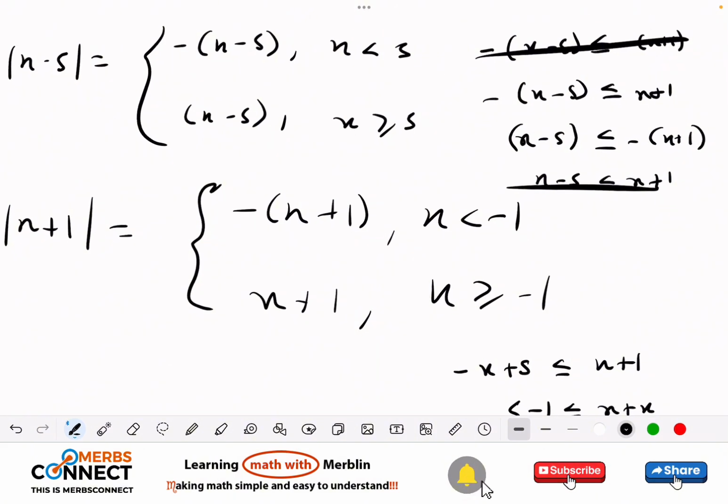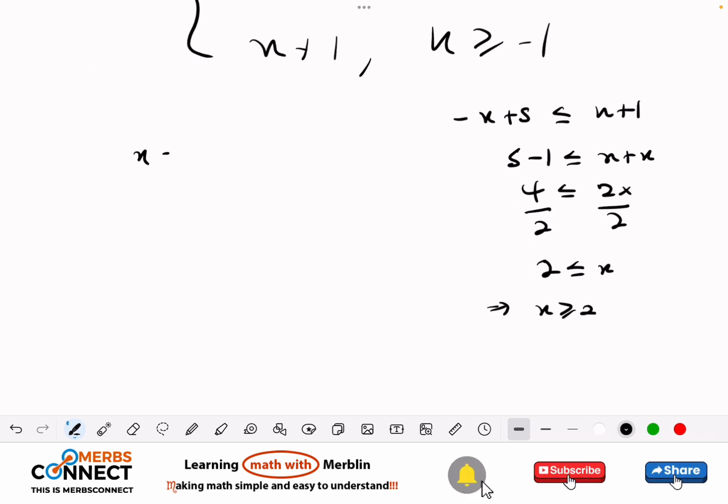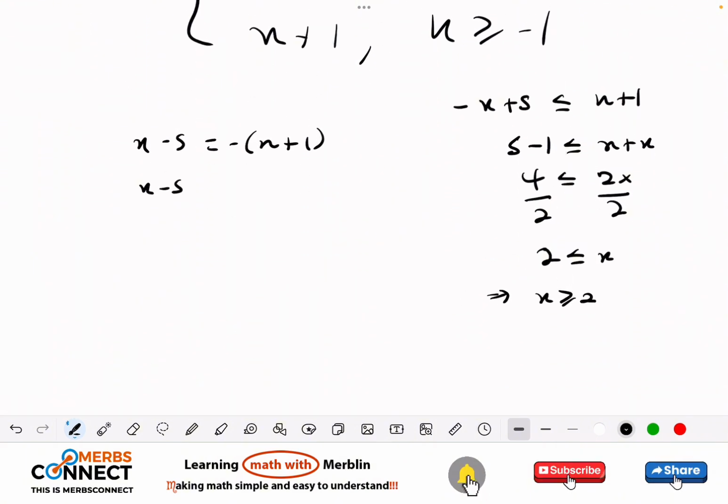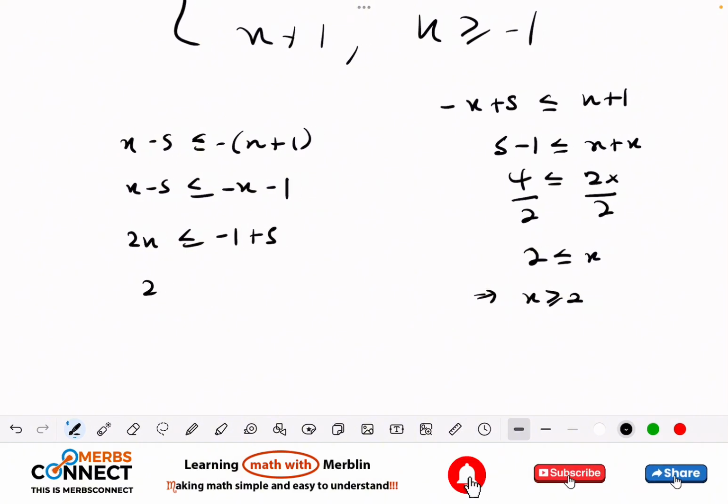Let's look at it. So this is what we had here. Let's look at x minus 5, which is equal to minus x plus 1. Let's see what we are going to get from there too. We are going to have x minus 5 less than or equal to, when I distribute the minus, x plus 1, no, minus that. Then I'll move the minus x here, so 2x less than or equal to. Then I'll move the 5 here, so I'm going to have minus 1 plus 5, 2x is less than or equal to 4. I divide 2 by 2, and x is less than or equal to 2.